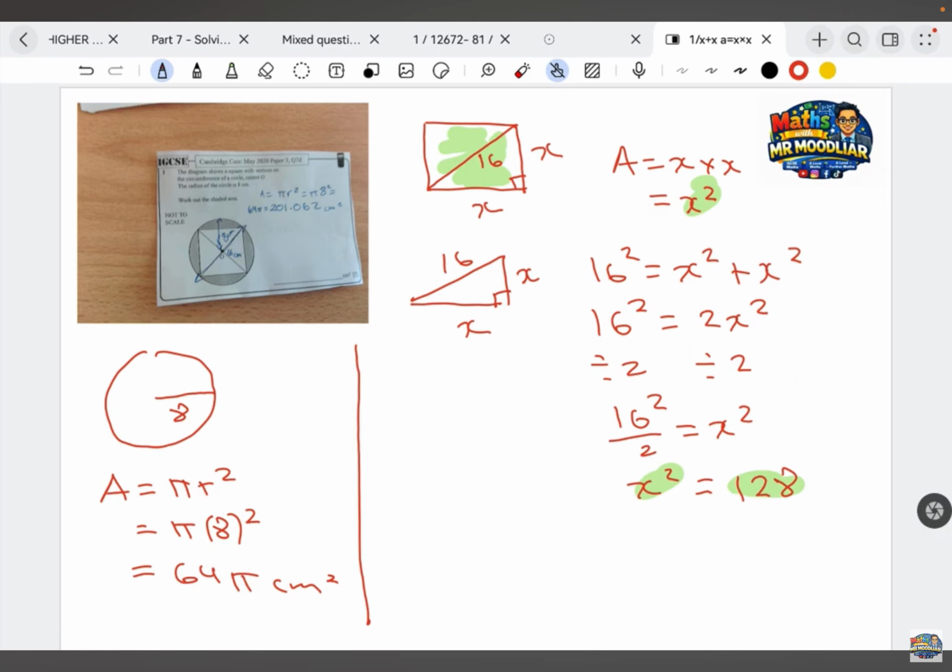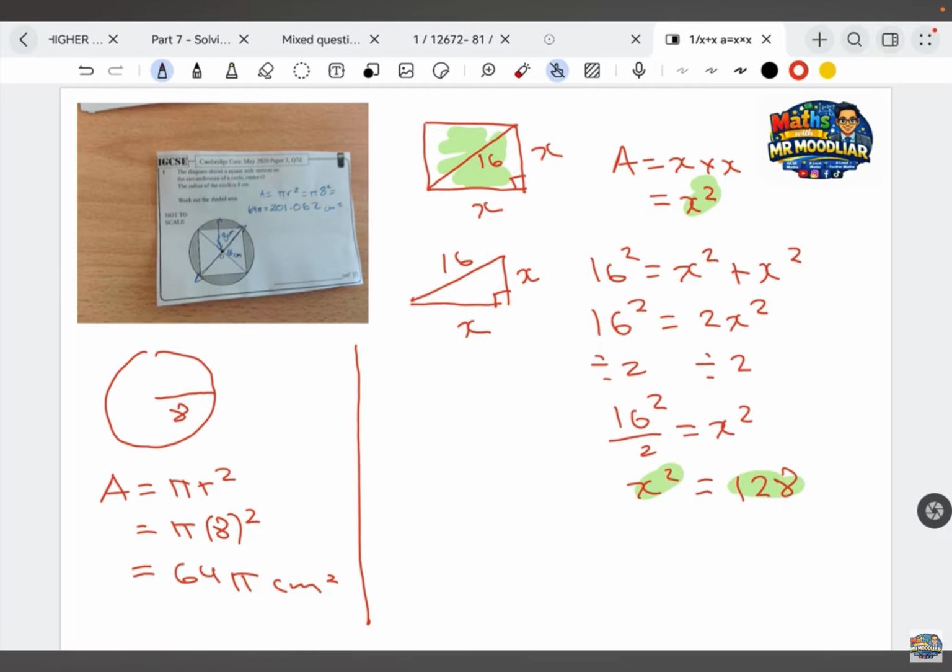Looks difficult. Like this, 16 squared equals x squared plus x squared. 16 squared equals 2x squared. Divide by 2, and 16 squared over 2 equals x squared. And x squared equals 128.